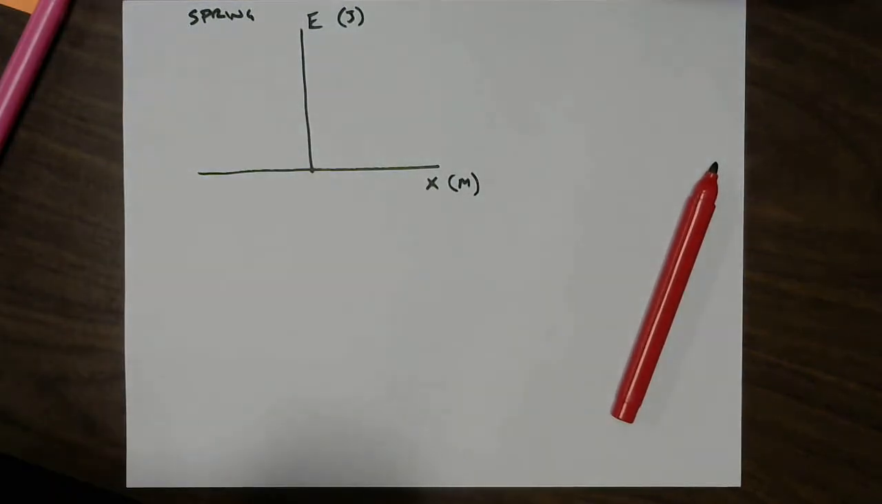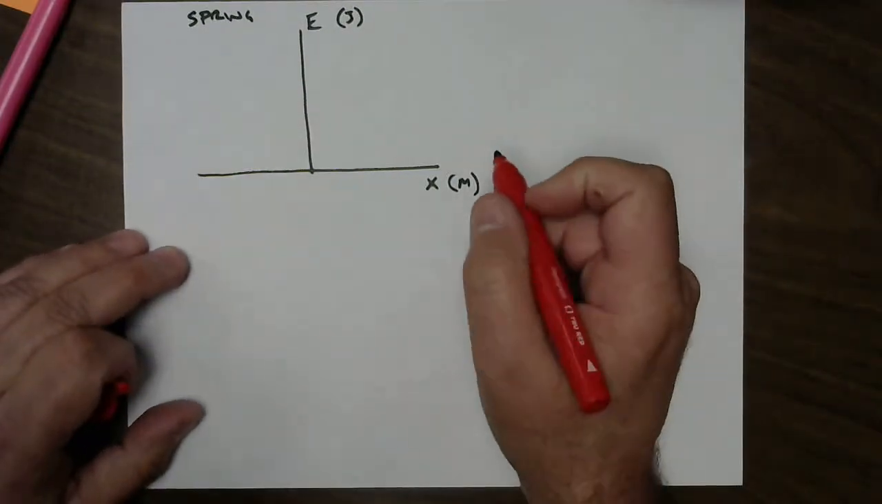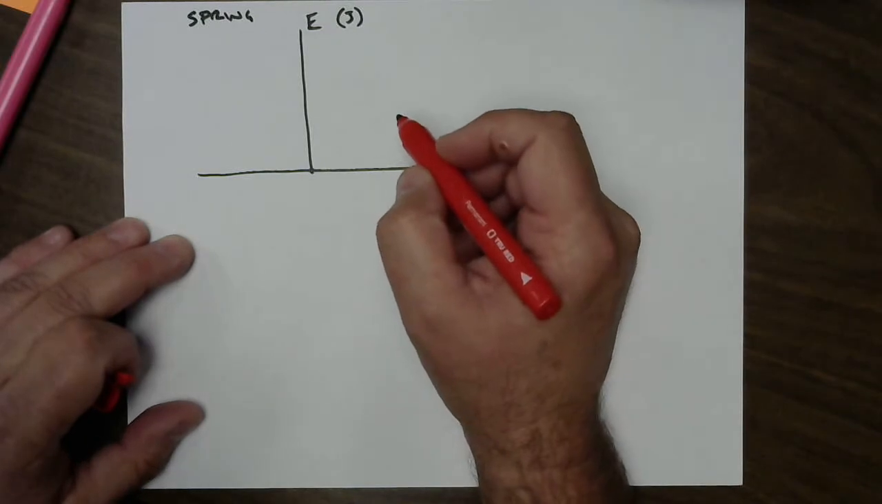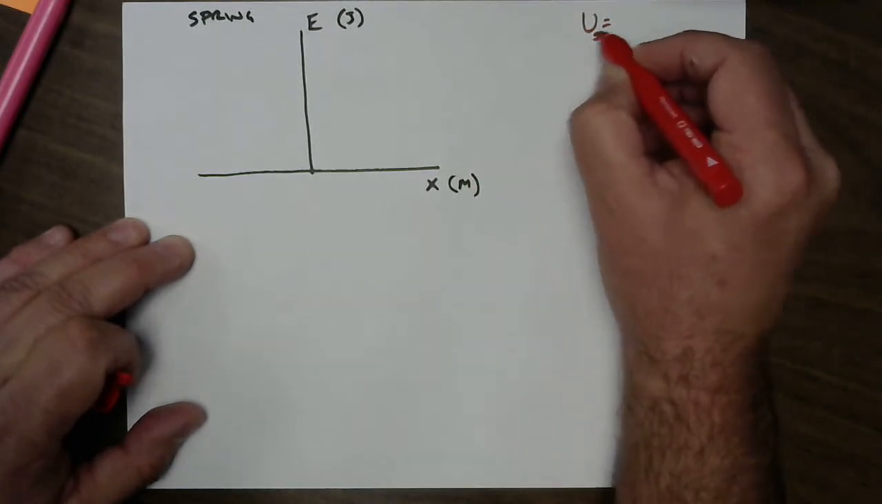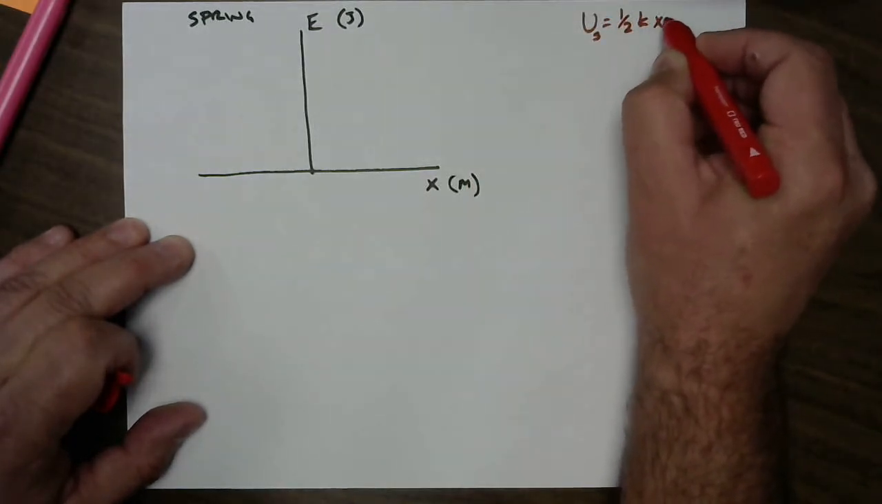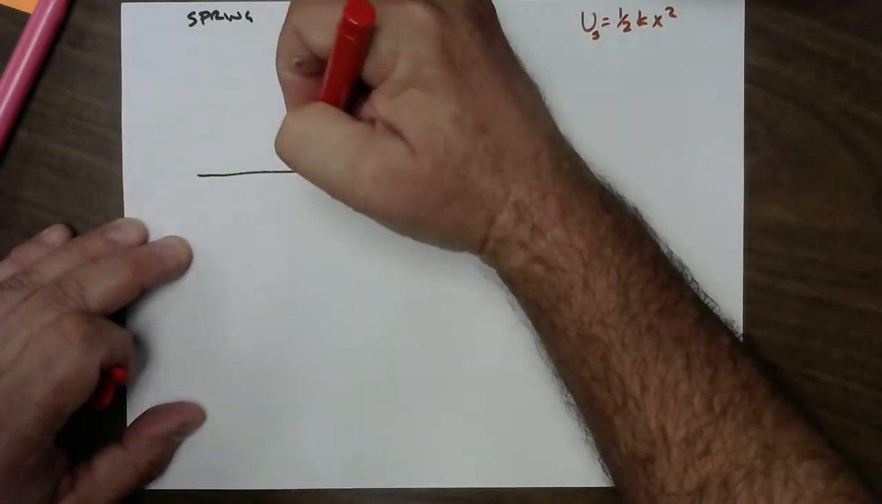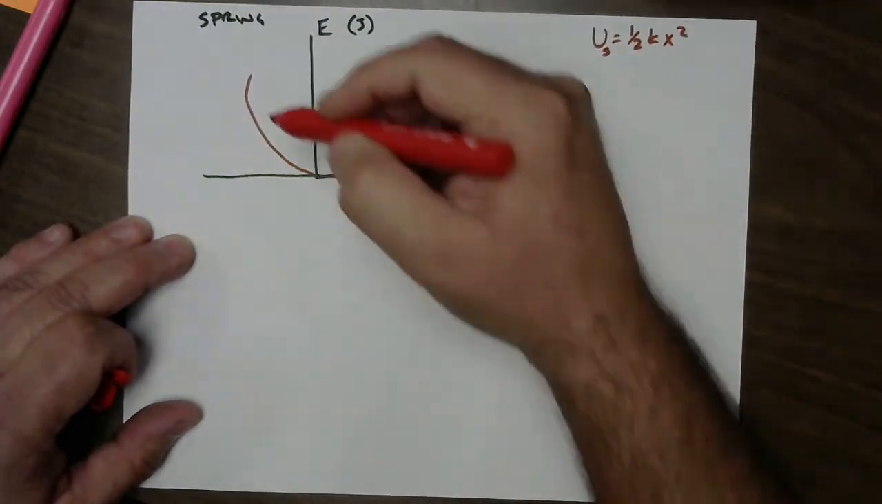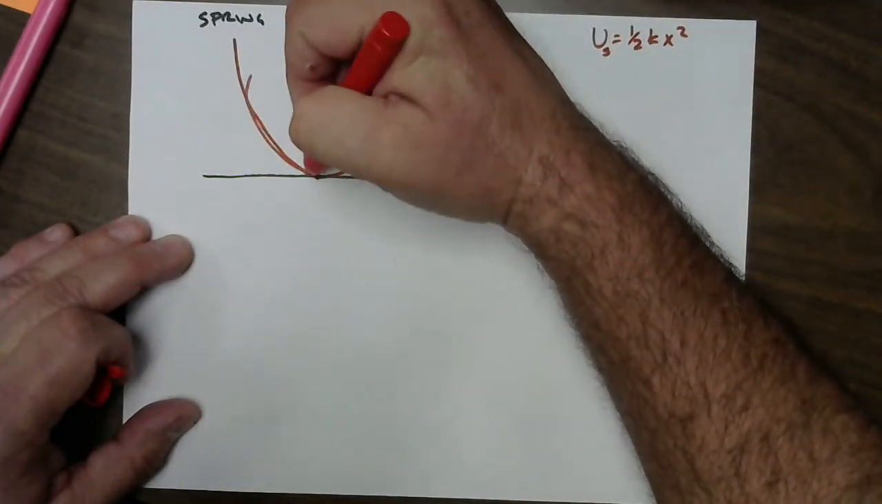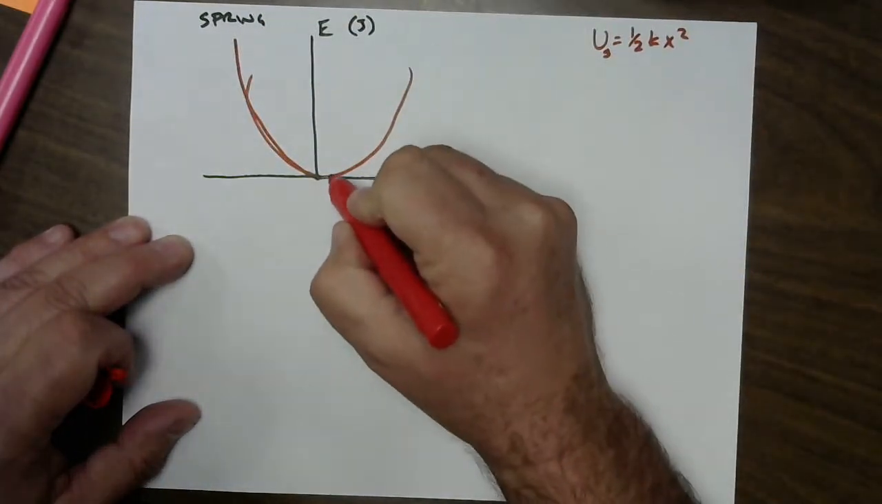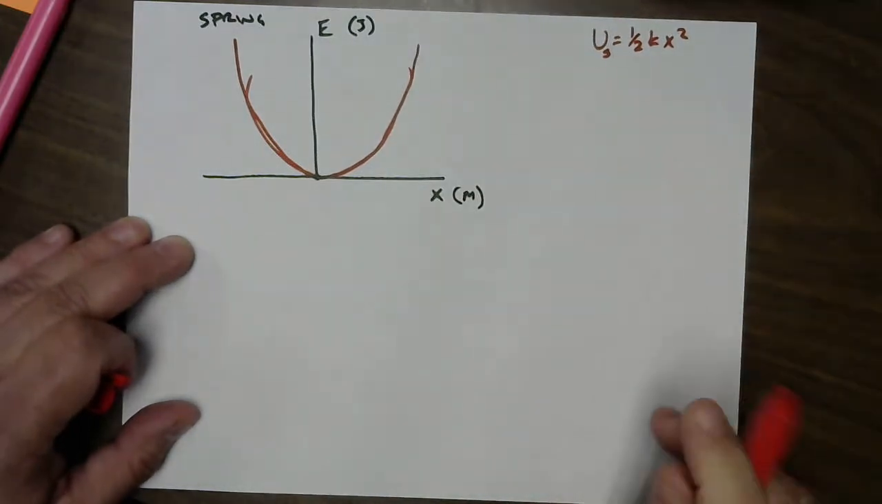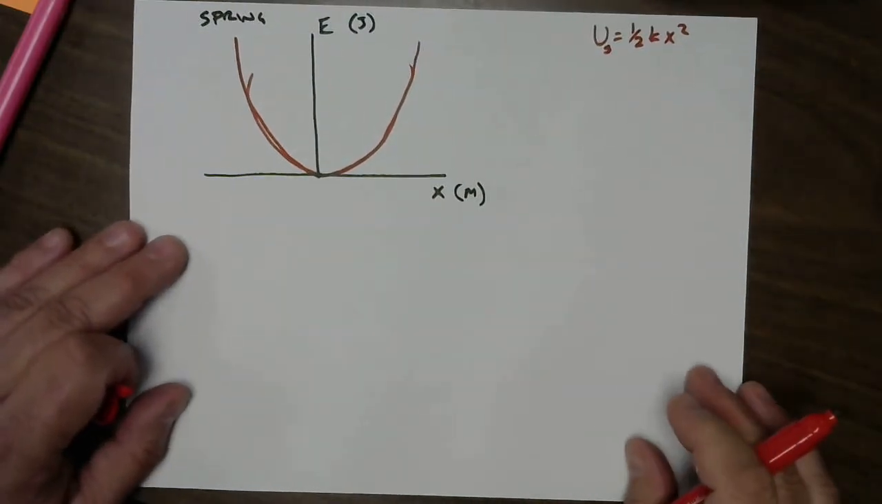Now, if we put the potential energy of a spring on this graph, you know that the potential energy of a spring is 1/2 kx squared. So this is a parabola that starts at the origin. Okay, that's not the best parabola ever drawn in the history of mankind. That's why I'm not a math teacher. You should see my sine and cosine. Okay, so there's our parabola.